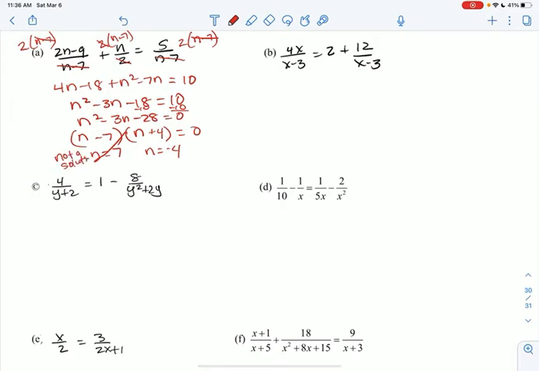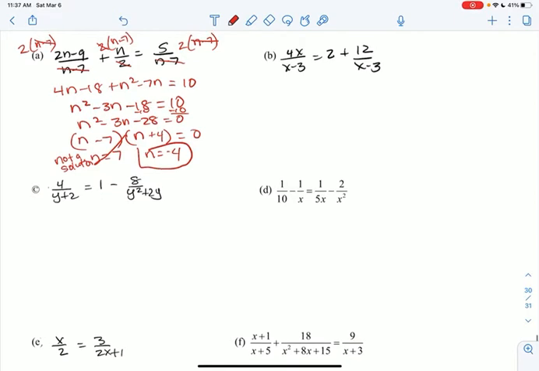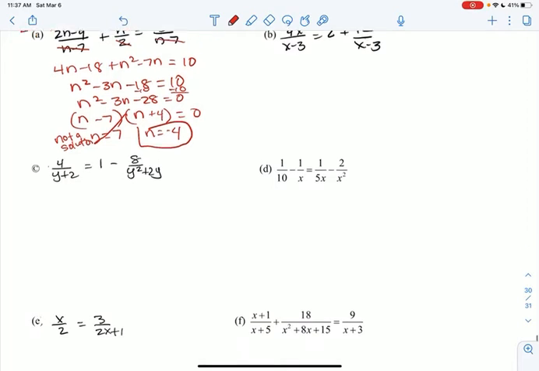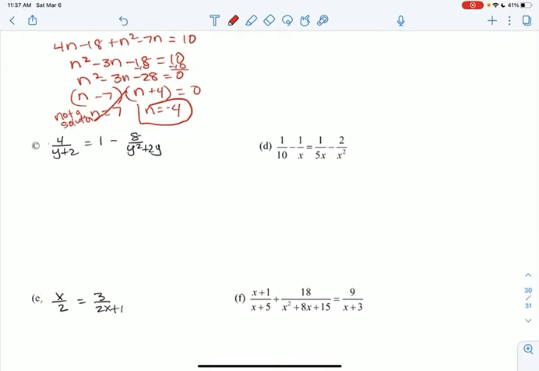Because if I was to plug it in, 7 minus 7 is 0. Negative 4 is perfect. That one's okay. All right. I'm going to skip B just because the denominator is just x minus 3, so there's not really anything different there. C definitely gets harder.